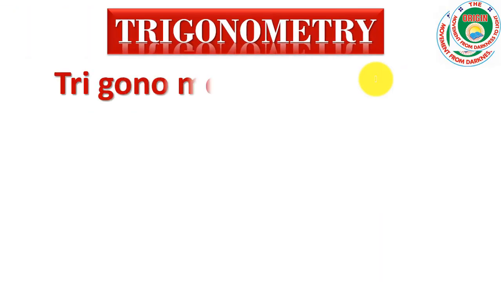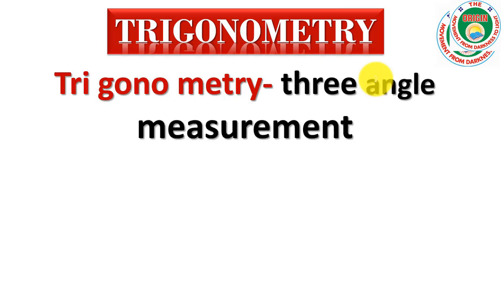Trigonometry. What is trigonometry, and what are the trigonometric ratios and its formulas? I will explain. Trigonometry is three-angle measurement. Tri is nothing but three, gono means angle, metry means measurement. Three-angle measurement.